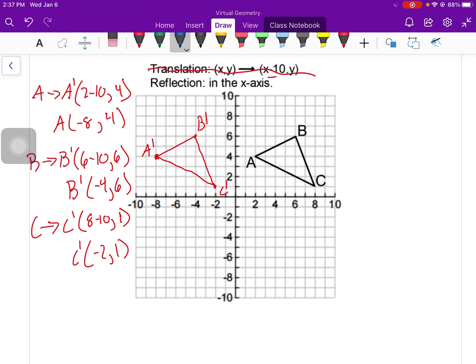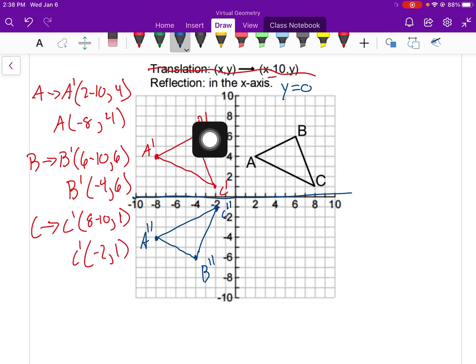Okay, and then it says reflect in the x-axis. That's the same thing as y equals 0. Okay, this thing right here. We are not reflecting this thing. We are reflecting A prime, B prime, C prime. So C prime is the closest. It was 1 above, so C double prime will be 1 below. If I wanted to go to A prime next, that's 4 above, so I go 4 below for A double prime, and B prime was 6 above, so B double prime is going to be 6 below. All right, the x values did not change. This is my final answer, and I'm done.